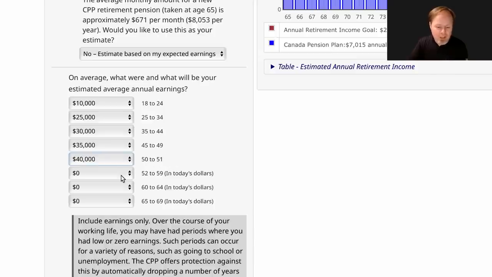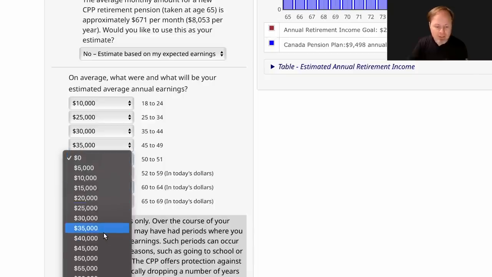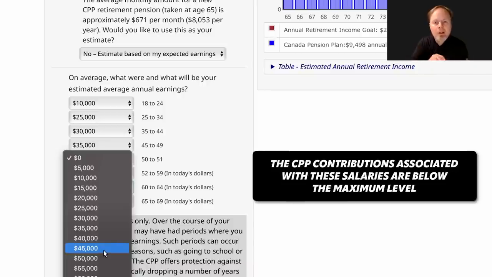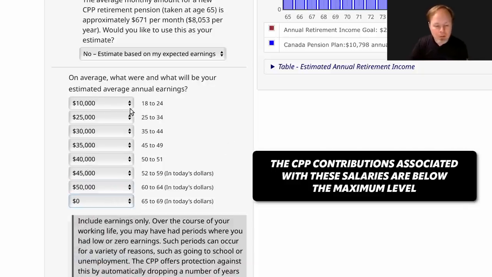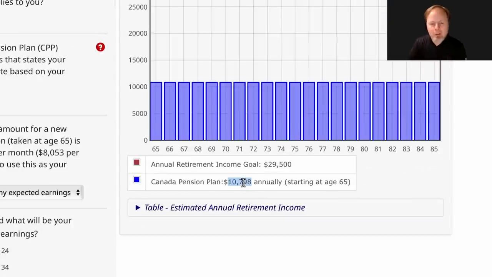So let's just say, okay, I expect to have the same level of increases, and I'm picking these numbers specifically because the CPP contributions that are associated with these salaries are lower than the maximum contributions. We'll just do the last one here. This is somebody who has made $25,000 in their full-time working life, and it slowly went up with inflation or whatever the number is. And over here, you can see that the Canada Pension Plan is estimated to be about $10,800 annually if I took it at 65.